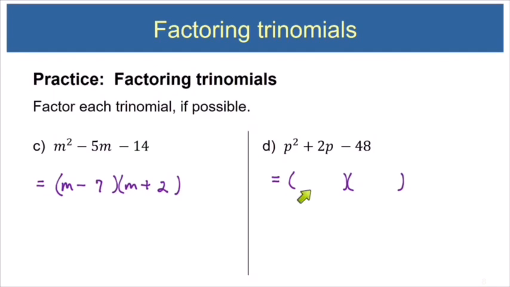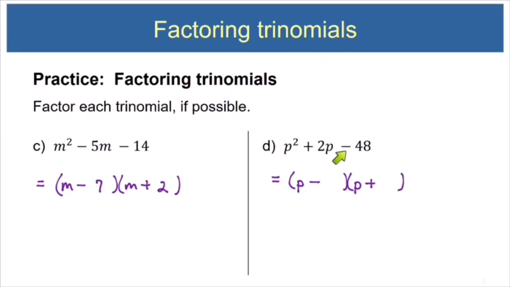So we know we're going to try to find the two binomials that were multiplied together to produce this. P squared has got to be P times P. Last times last has made a negative number, so that tells me that the signs here will need to be different. And last times last has made a negative 48.